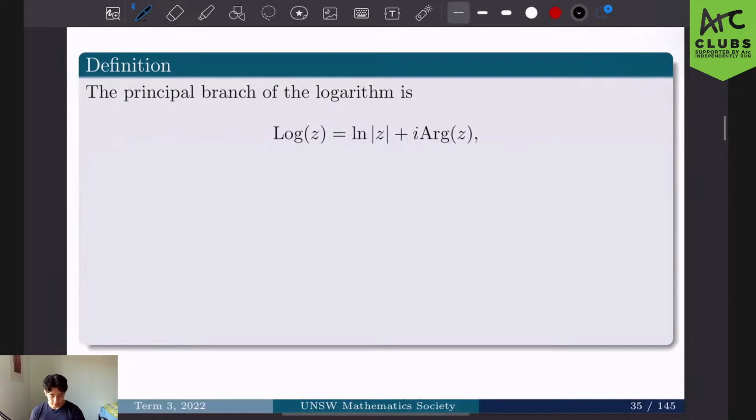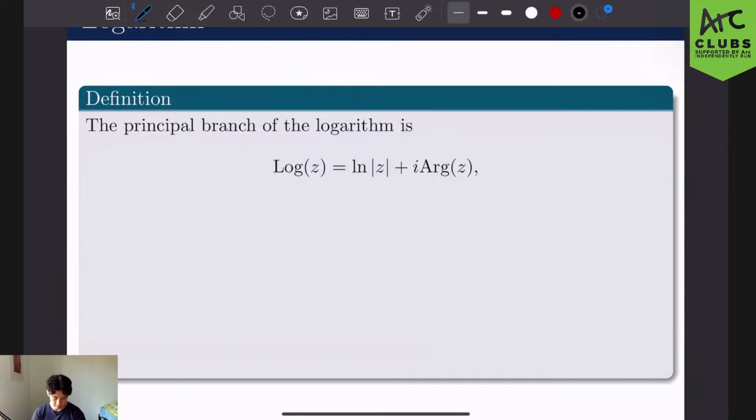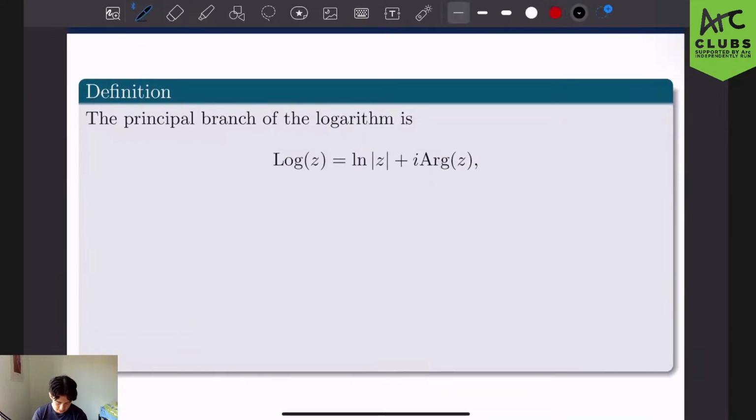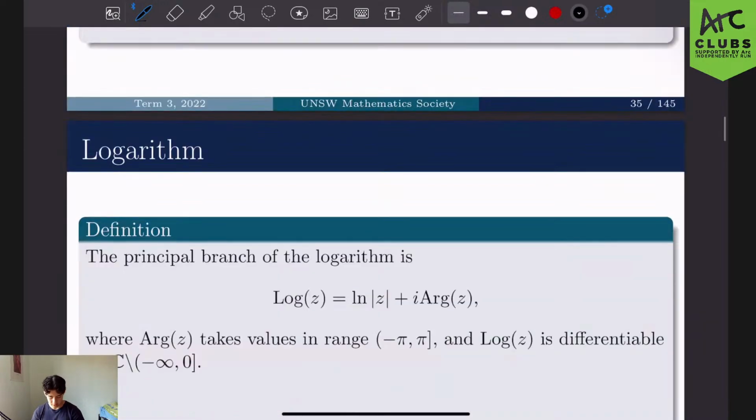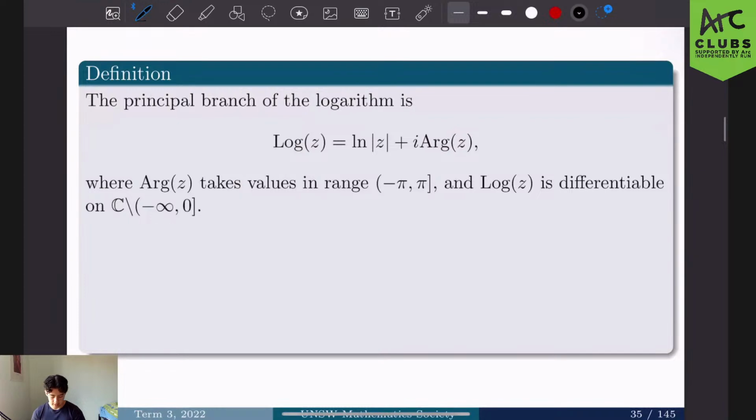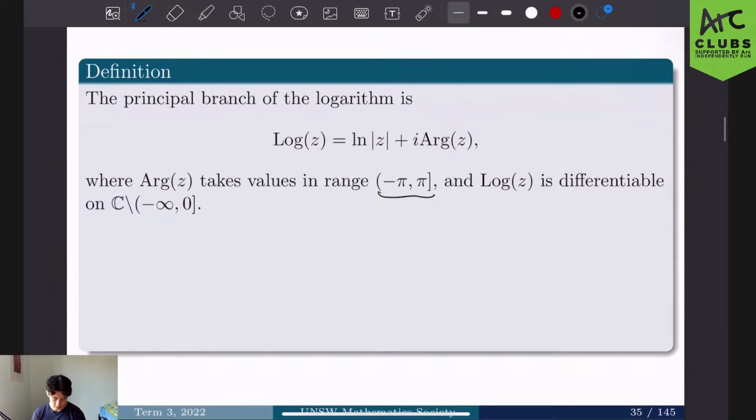Right, so now we've got the logarithm in the complex. The principal branch is denoted by this capital L for log and capital A in Arg. So this is our definition of the principal branch. Of course the argument is going to take values in this range, negative pi to pi, and Log is differentiable everywhere apart from the negative real axis, just this line here.